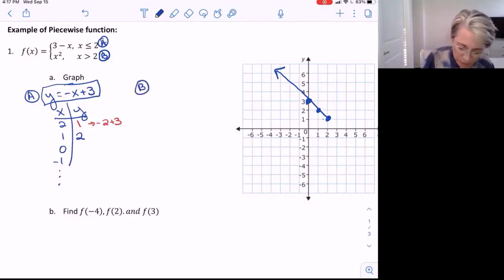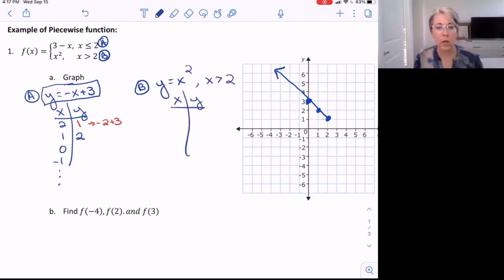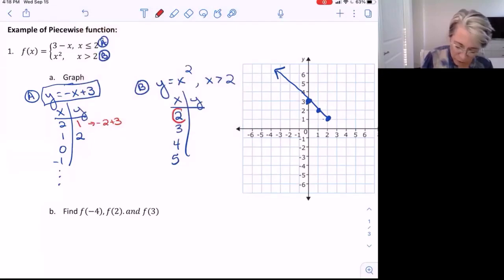For our second equation, we have y equals x squared. This is only true for x's that are larger than 2. If we were to create a table for it, however, we would still want to start at 2 and then go up 2, 3, 4, 5. The reason is, even though this 2 is not defined by the x squared, a 2.1 or 2.0001 is. So we need to have at least an open circle, whatever value it would be if x equaled 2.